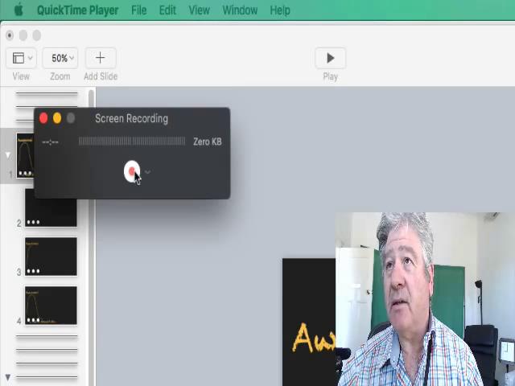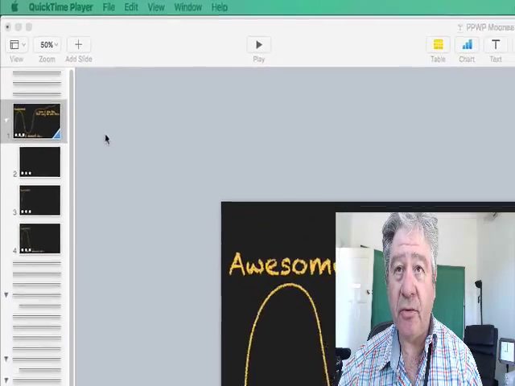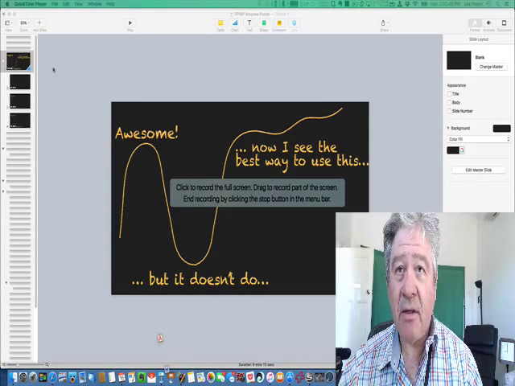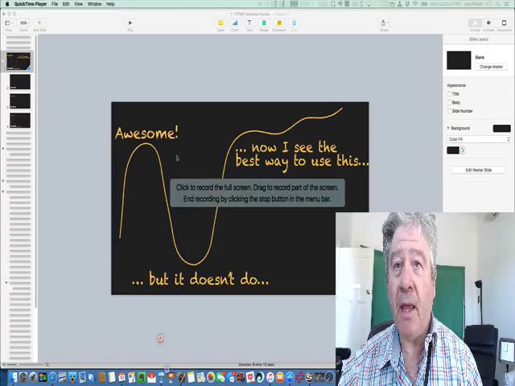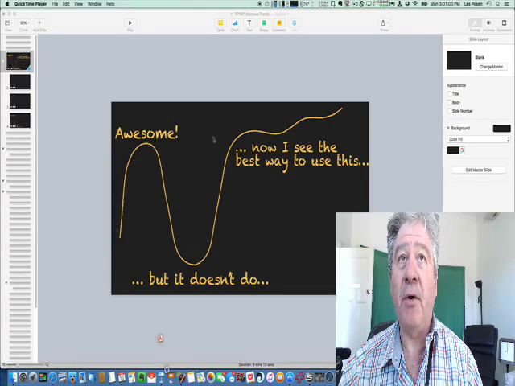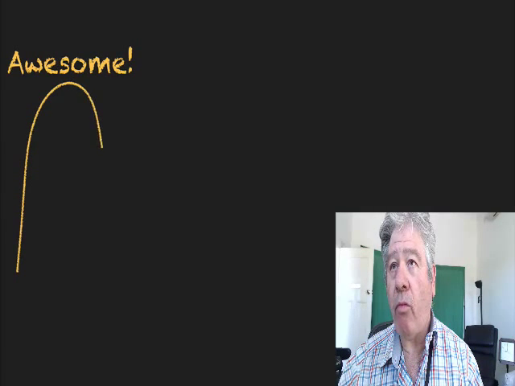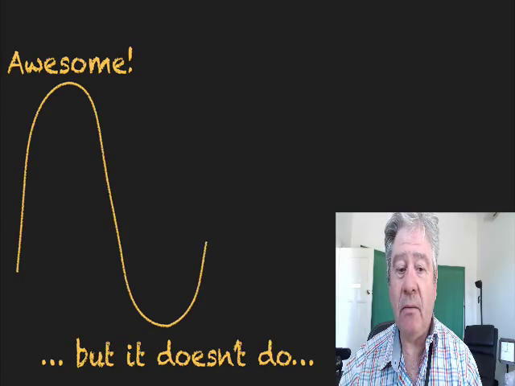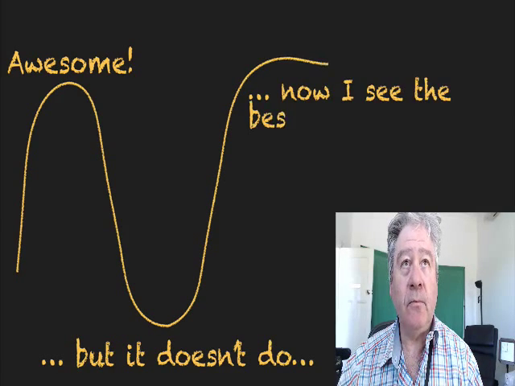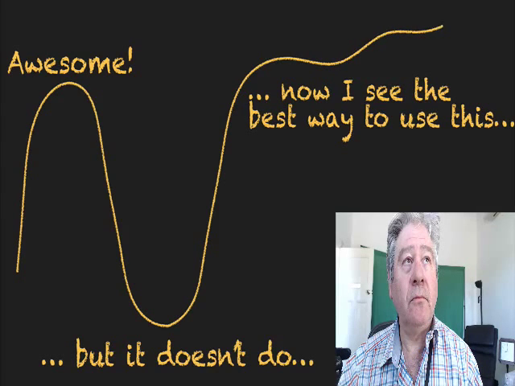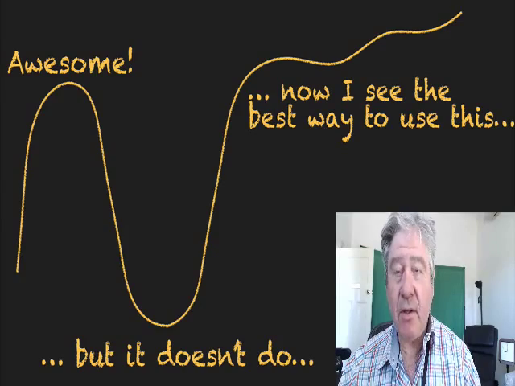So you can get that started, and you can see click to record the full screen, drag to record part of the screen. We are going to end recording by clicking the stop button in the menu bar, which is up there. So we're going to click that here, and now the movie is going. We hit play and do the whole thing. Over it goes. And it comes to a stop.